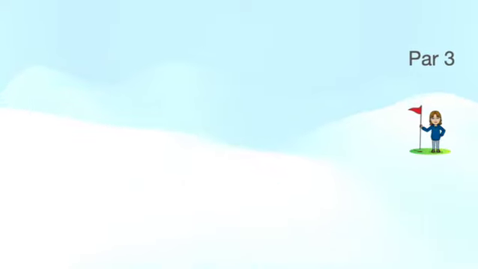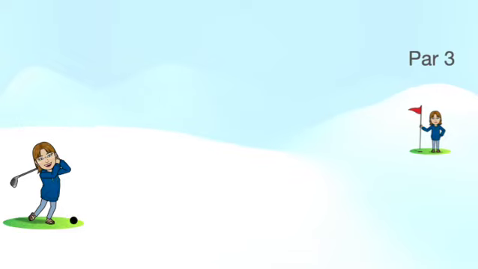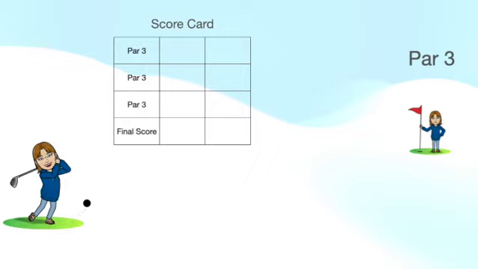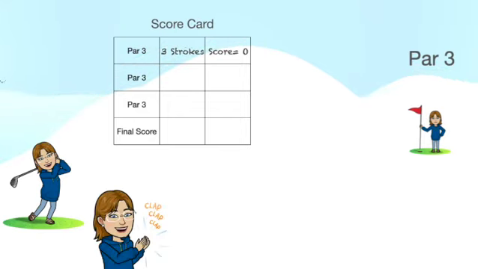So if it's a par 3 hole, you should be able to hit the ball into the hole in 3 strokes. I hit the ball 3 times and I get it in the hole. So I had 3 strokes, and you subtract the strokes from the par, and I had a score of 0. Yay! You made it in par 3.